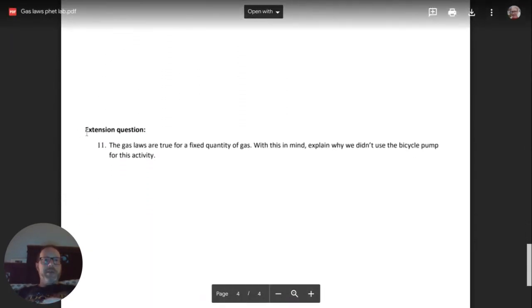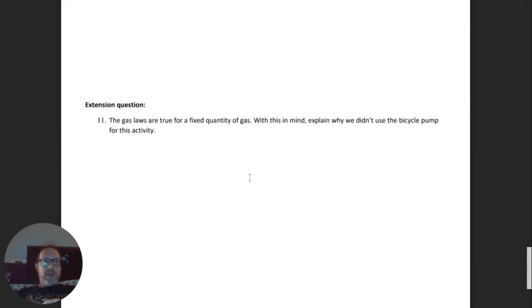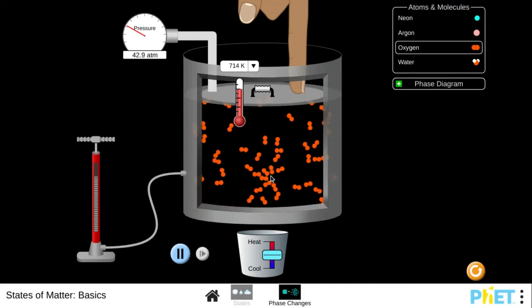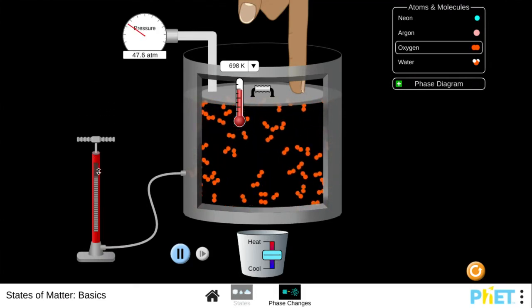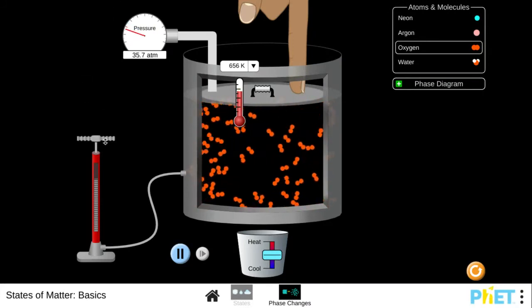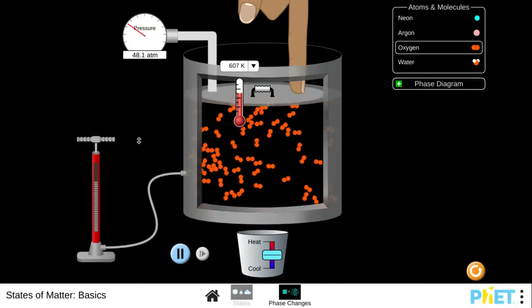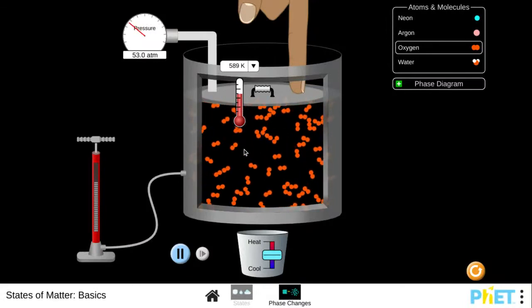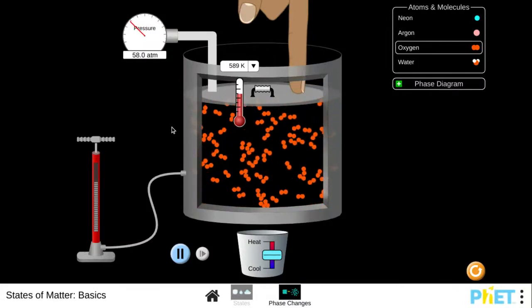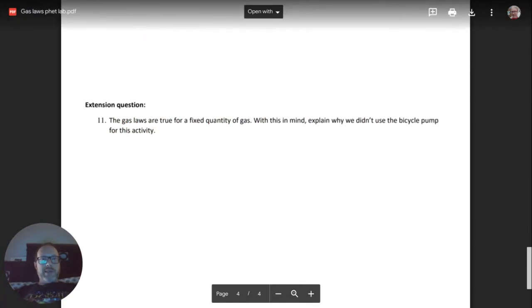You are going to do the extension question. This is not optional. And it's asking about the bicycle pump. The bicycle pump is this little dude you may have noticed over here, which when I operate the pump, I don't know if you can really tell, but it's putting more particles into the container. And so you have a question based on that.